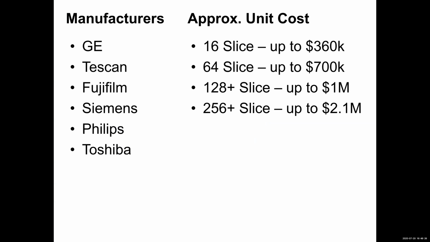Some of the most popular manufacturers of CT imaging equipment include GE, Tescan, Siemens, Philips, and Toshiba. And the approximate unit cost depends on the number of slices. This is basically the clarity of your CT. For instance, with a 16 slice CT, it means 16 cross-section slices are used to reconstruct the 3D image. And the more the slices, the better the clarity you have in your images. And of course, the more you'll pay for your machine. And this value can be up to more than $2 million for 256 plus slices.